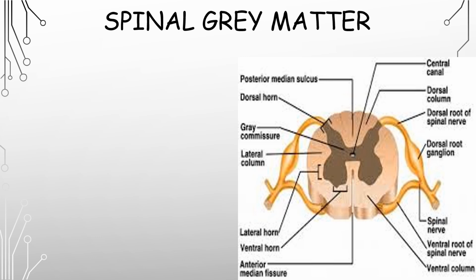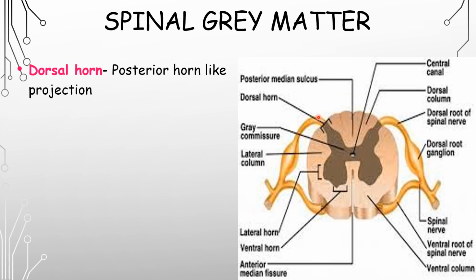Let us discuss the parts of the gray matter. So here is the dorsal horn. It is also called the posterior gray column. It is a posterior horn-like projection, where the sensory signals enter.